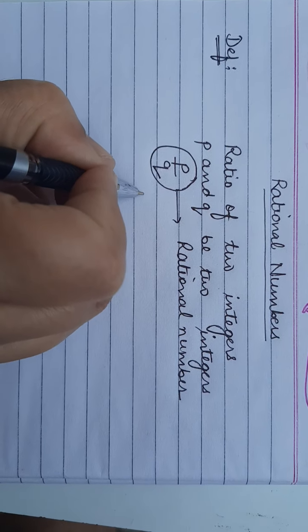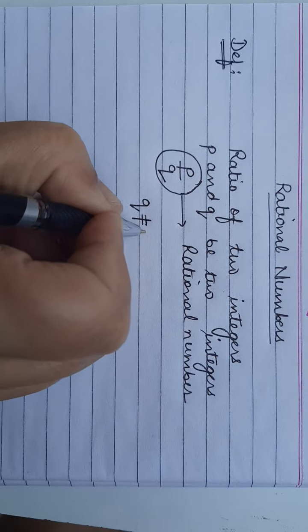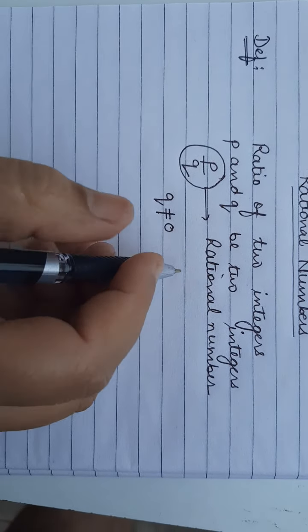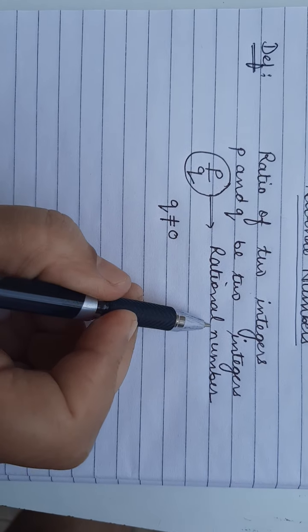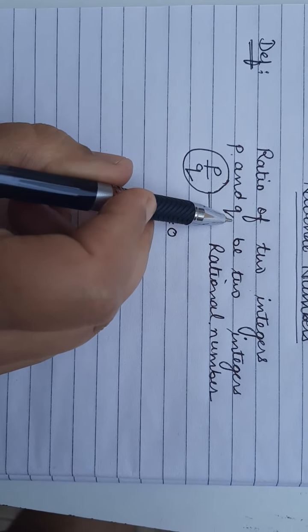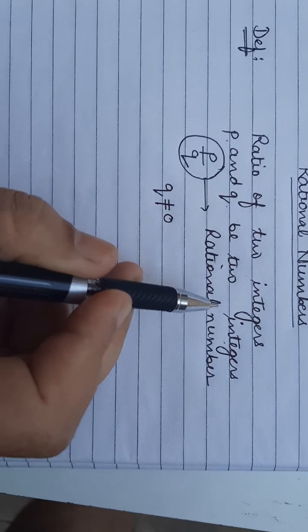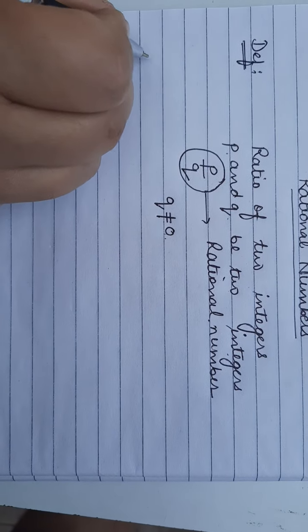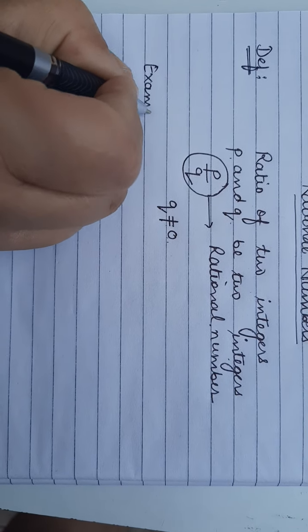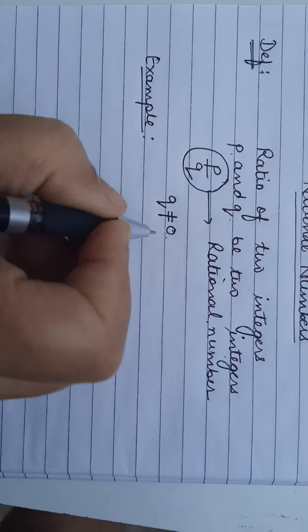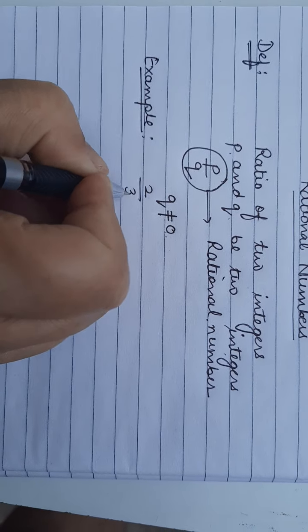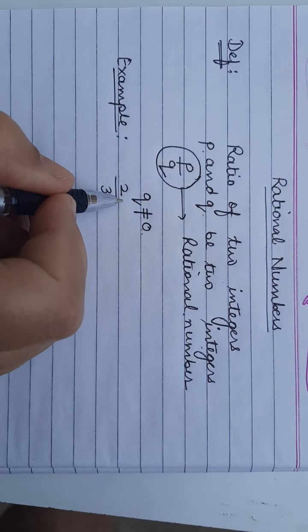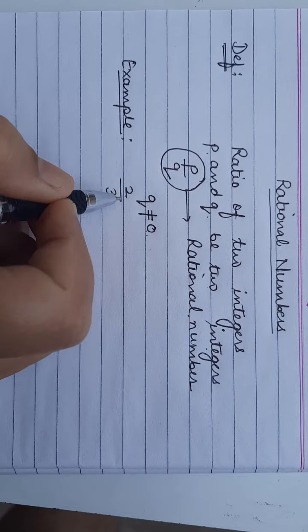There should be one condition that the denominator Q should not be equal to 0. So P by Q is a rational number where P and Q are two integers and Q not equal to 0. Then let us take an example. So 2 by 3 is an example of a rational number. Here in the numerator there is 2 and in the denominator there is 3.